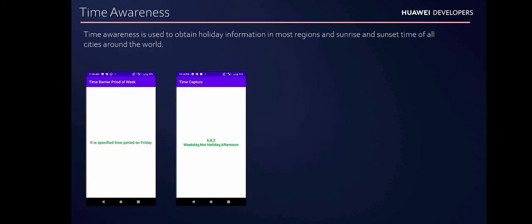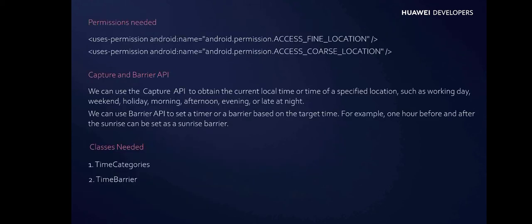Time awareness. Time awareness is used to obtain holiday information in most regions and sunrise and sunset time of all cities around the world. There are two permissions required to use this service. Access fine location and access coarse location.